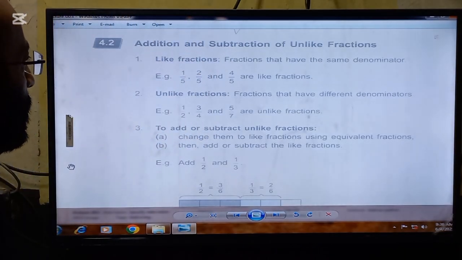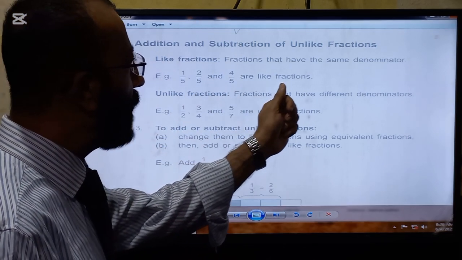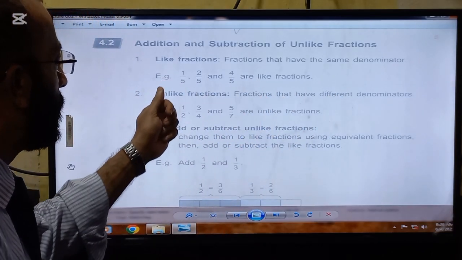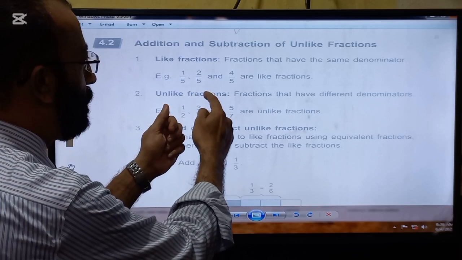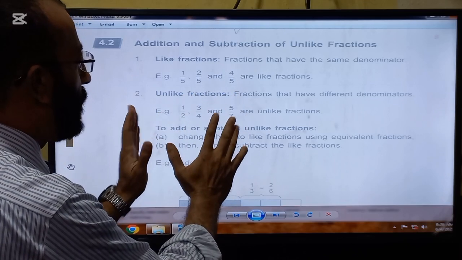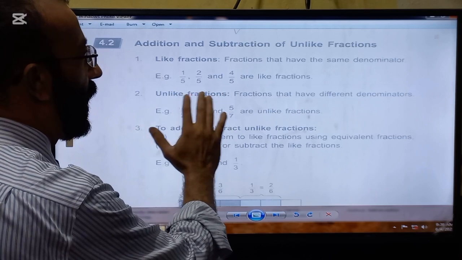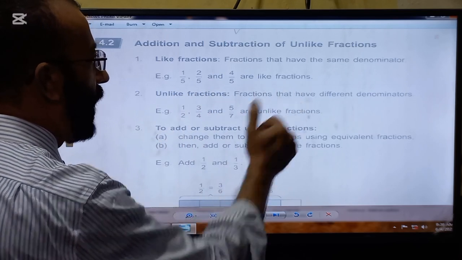First concept in the topic is like fractions. So the fractions that have the same denominator are called like fractions. So here are three fractions: 1 by 5, 2 by 5 and 4 by 5. If you can see, the denominators of all three fractions are same. So that's why these fractions are called like fractions.